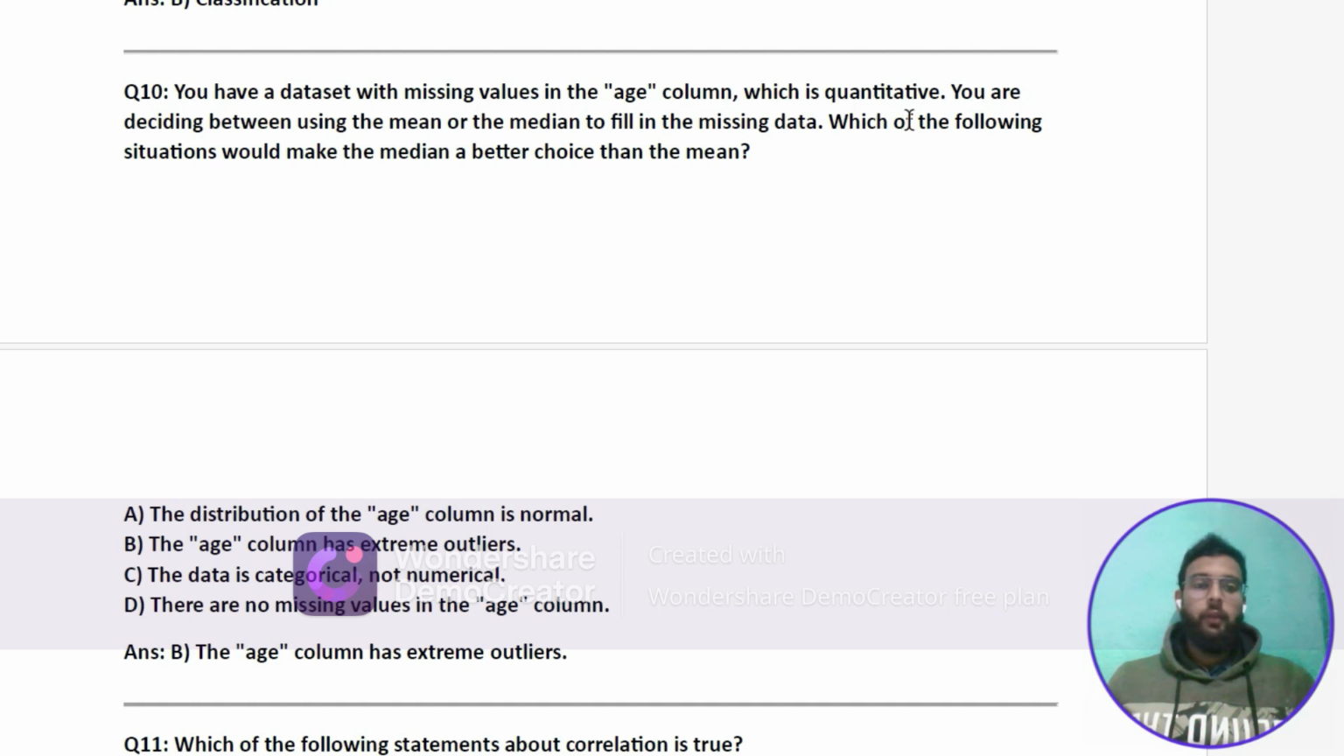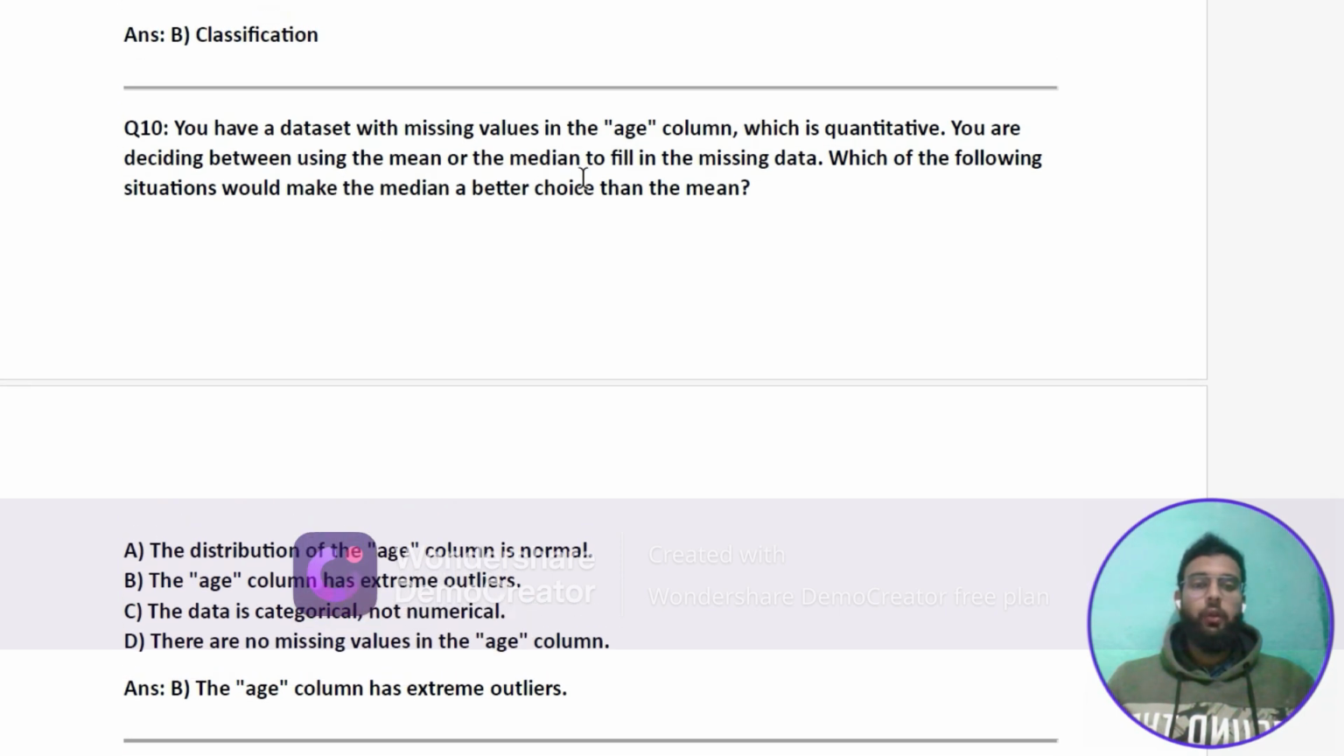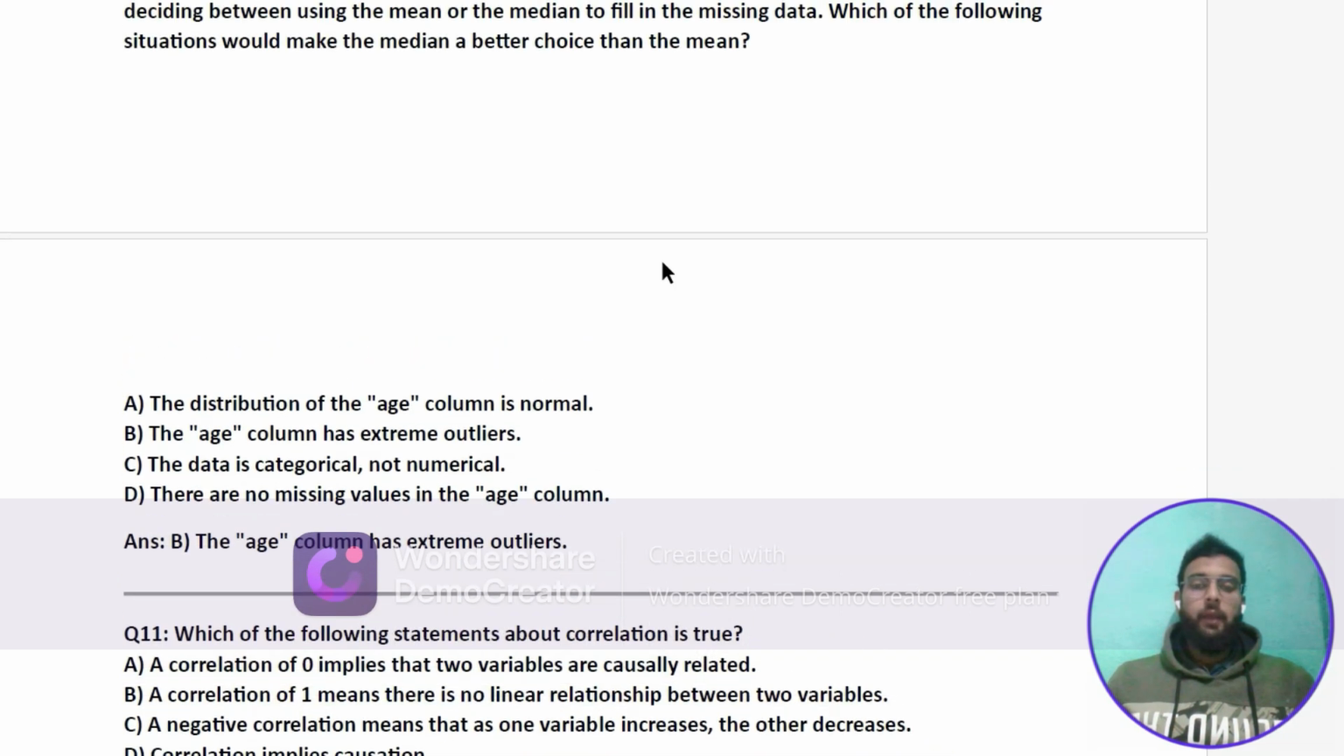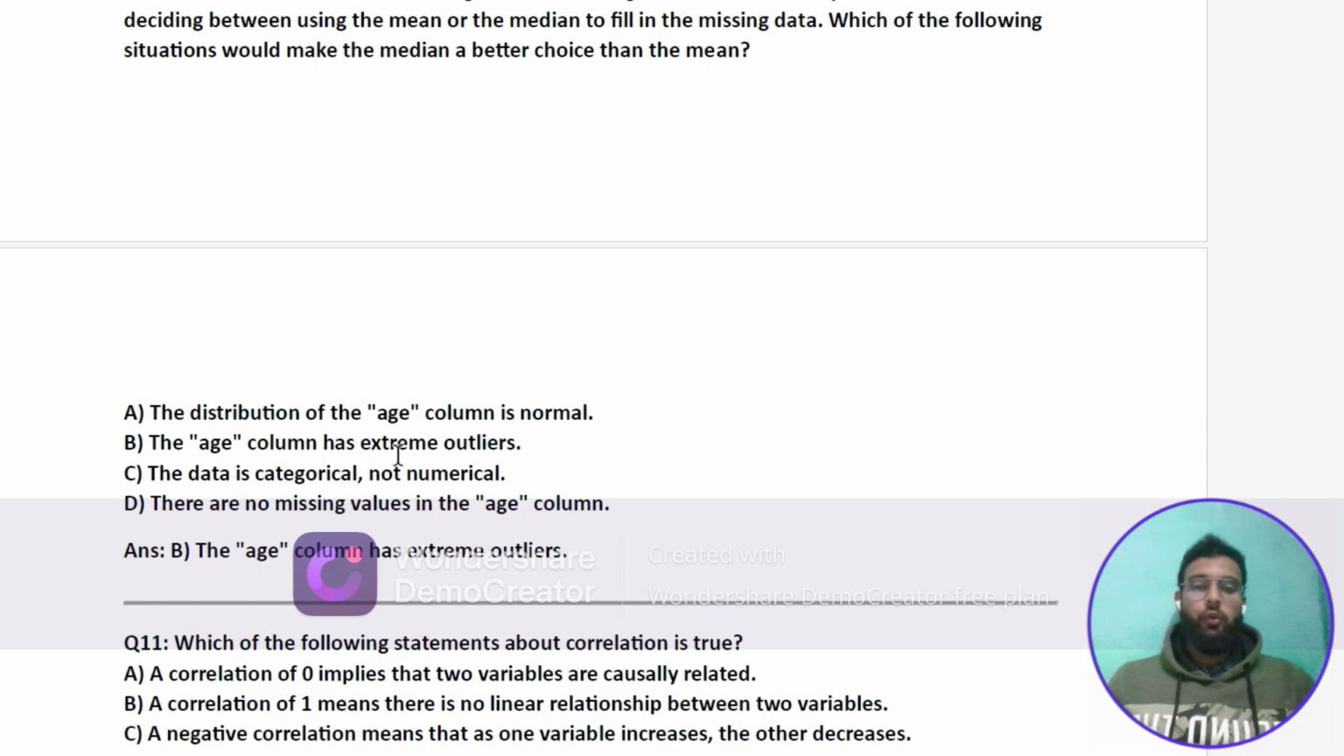Our tenth question is, you have a data set with missing values in the age column, which is quantitative. You are deciding between using the mean or the median to fill in the missing data. Which of the following situations would make the median a better choice than the mean? A, the distribution of the age column is normal. B, the age column has extreme outliers.